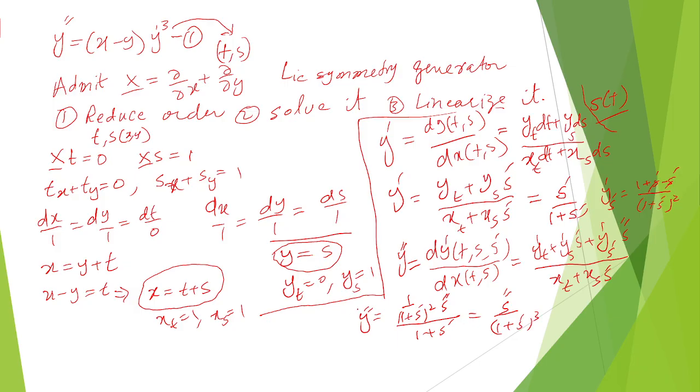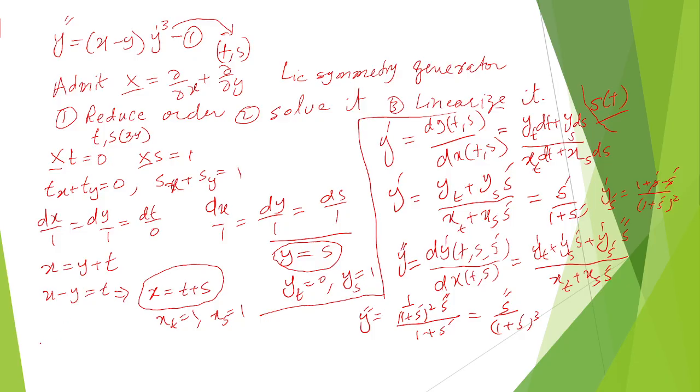This is y double dash. So now we know y double dash, y dash, y and x. So all of them will be put over here. So I am doing this over here.